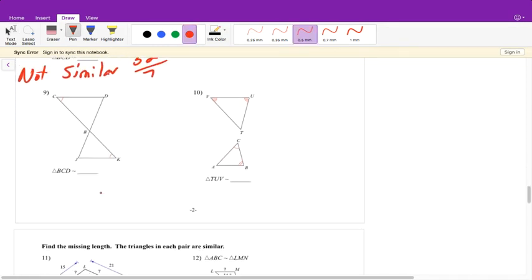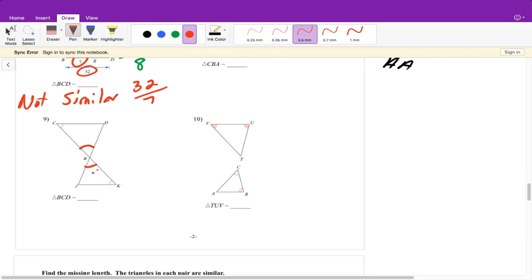All right, for this next one, number 9, I know that these are vertical angles, so I'm going to add my arc marks. They're telling me that these are equal with the 1 arc mark, so that means, yes, angle, angle. All right, now I just need to write the similarity statement.